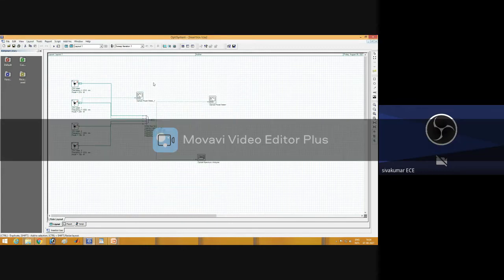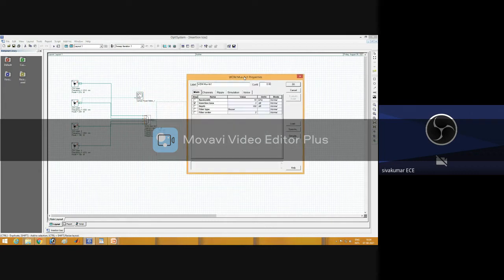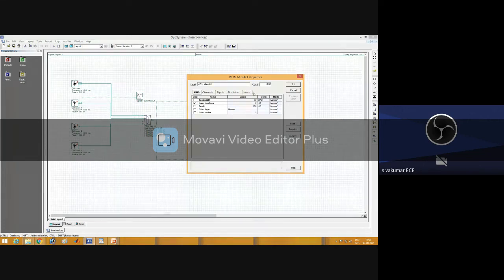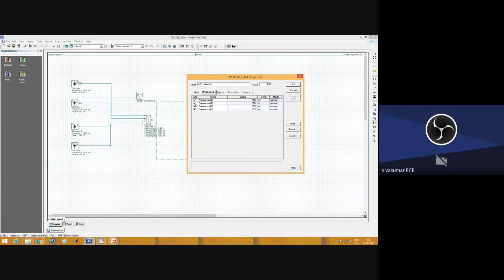These are the inputs. Here select WDM mux 4 class 1. Okay, here double click on that. To find the insertion loss, you click this option, insertion loss. You select 3 dB. This is the parameter you need to change. Then another one, this is under the main category. There are 5 categories: main, channels, ripple, simulation, and noise. Channels are also there. You need to click all the frequencies, frequency 0, 1, 2, 3, like that.